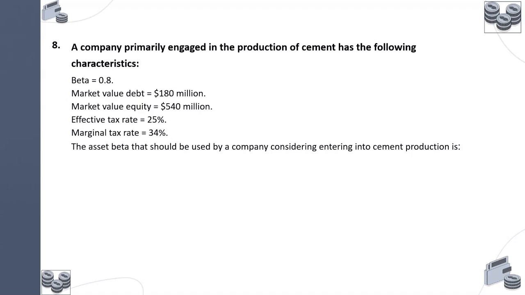So to answer this question, we need to remove the effect of debt by a formula called beta unlevered, that is removing the effect of leverage. These are the answers given to us. Which one of these is the asset beta? Let me bring the formula we used in the previous video. I have a video here about calculating asset beta. I will provide the link to this video here. But let us bring the equation.